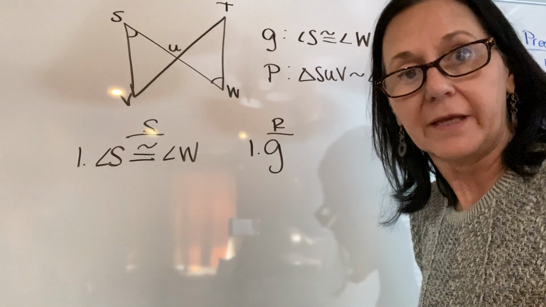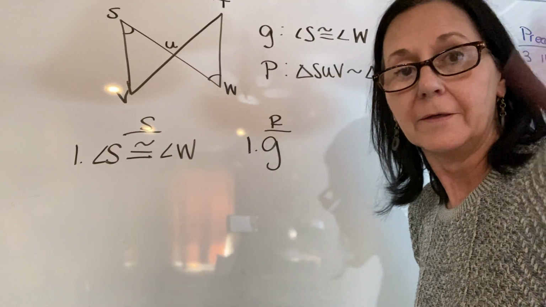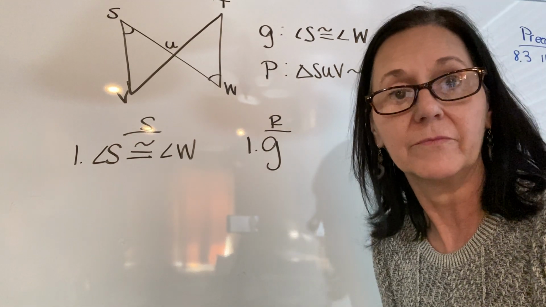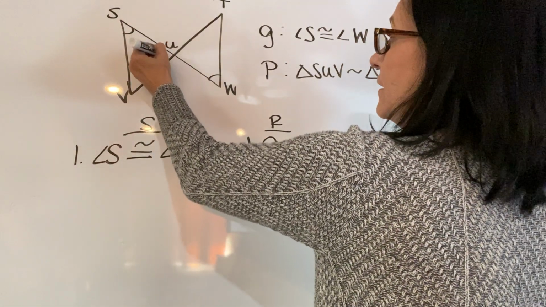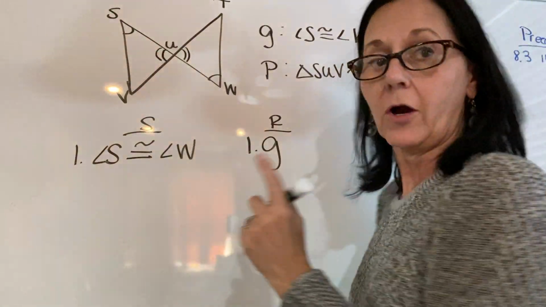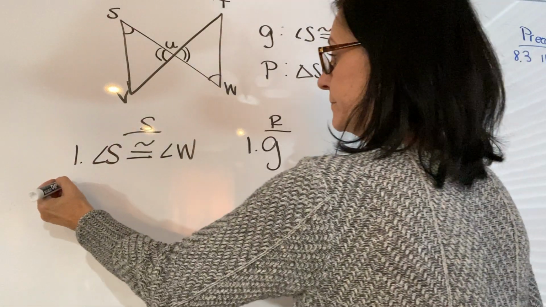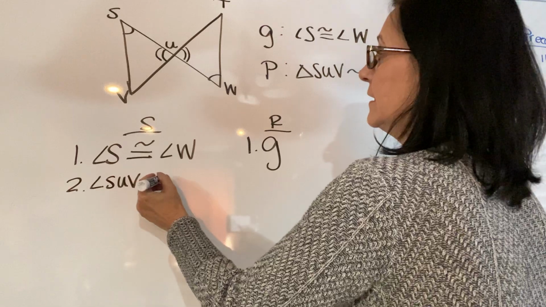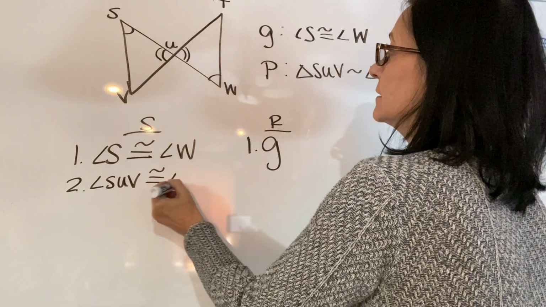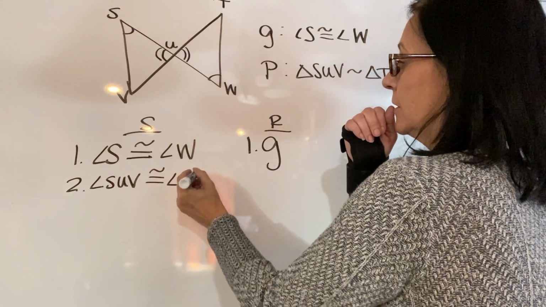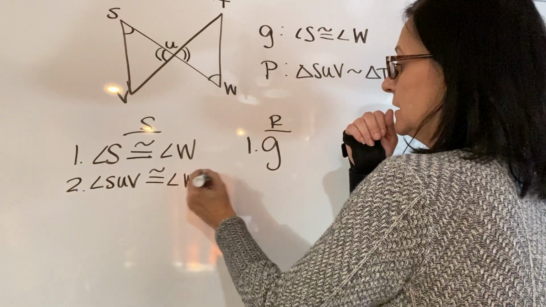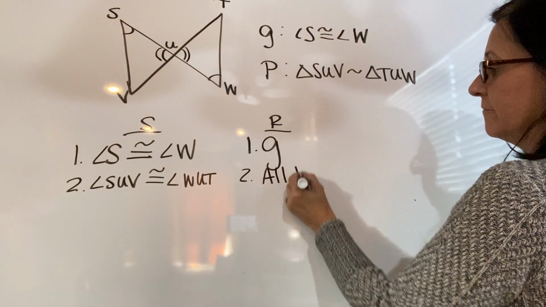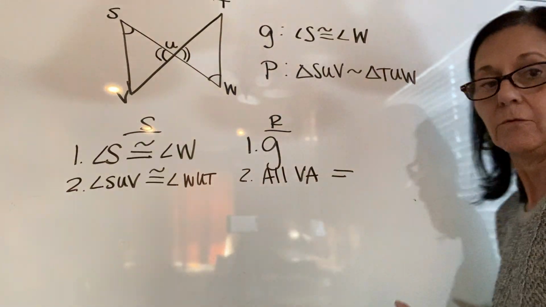You can't see the top, can you? Okay. Well, I have another set of angles that I know are congruent. This angle is congruent to that angle because they are vertical. So angle SUV is congruent to angle WUT. Why? All vertical angles are equal.